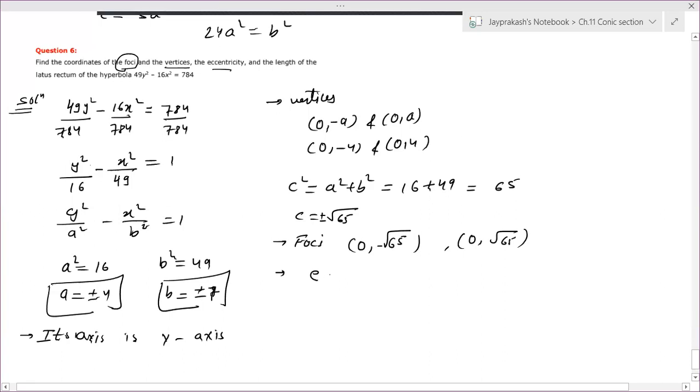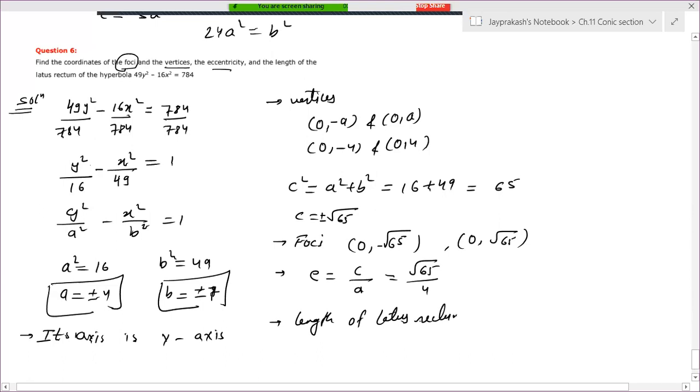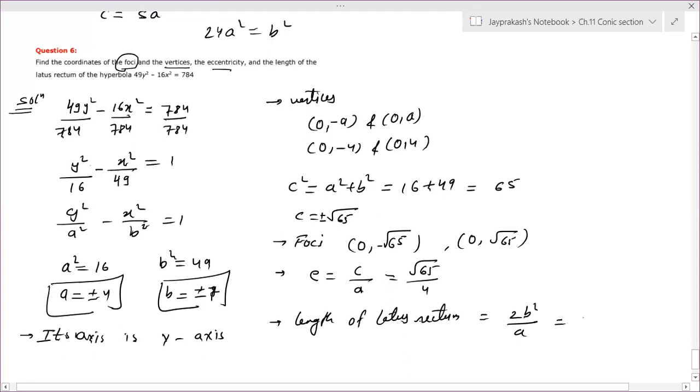Then eccentricity e is equal to c by a, so root 65 upon 4. Then the length of latus rectum is 2 b square upon a. So 2 into 49 by 4, so it's 49 by 2.